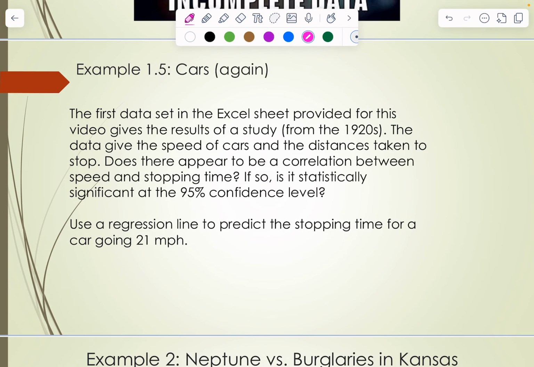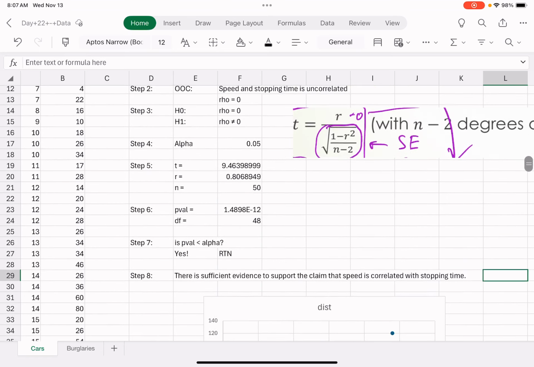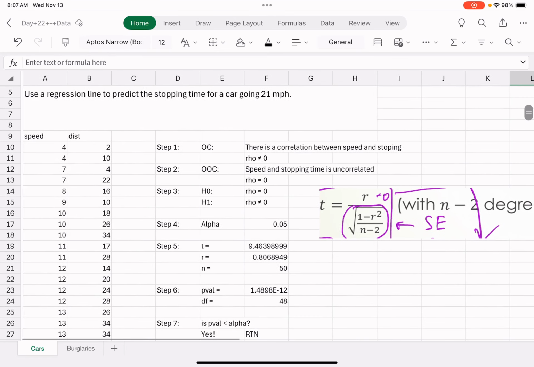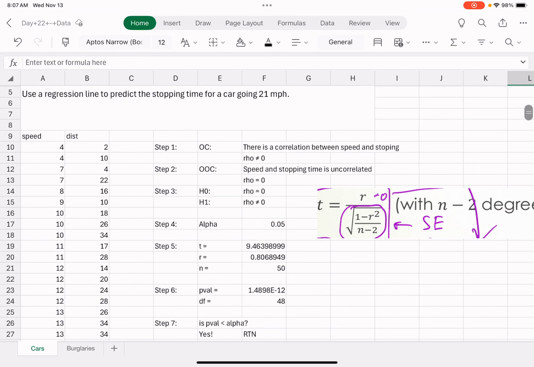Let's take an example and use our regression line to predict the stopping time for a car going 21 miles per hour. So we're going to use the same data that we did before, data from the 1920s about the car stopping time. Okay, I have my sheet from day 22. We're just going to add to it.